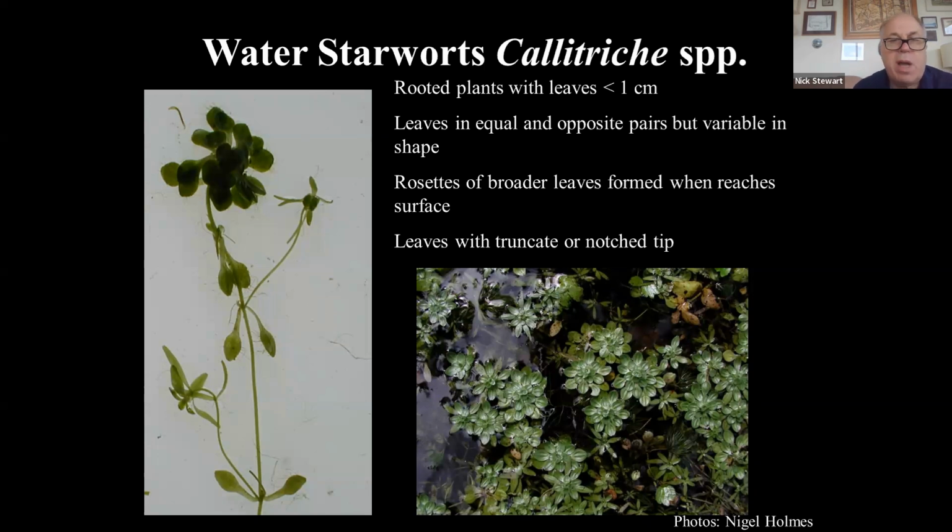And the leaves are always in equal and opposite pairs. They're quite variable in shape. The underwater leaves are often quite narrow, but when they get to the surface of the water, they produce these tight clusters of leaves to form rosettes. And they're not a terribly easy group, which is why I won't go into a lot of detail again, and just refer you to the previous webinar.